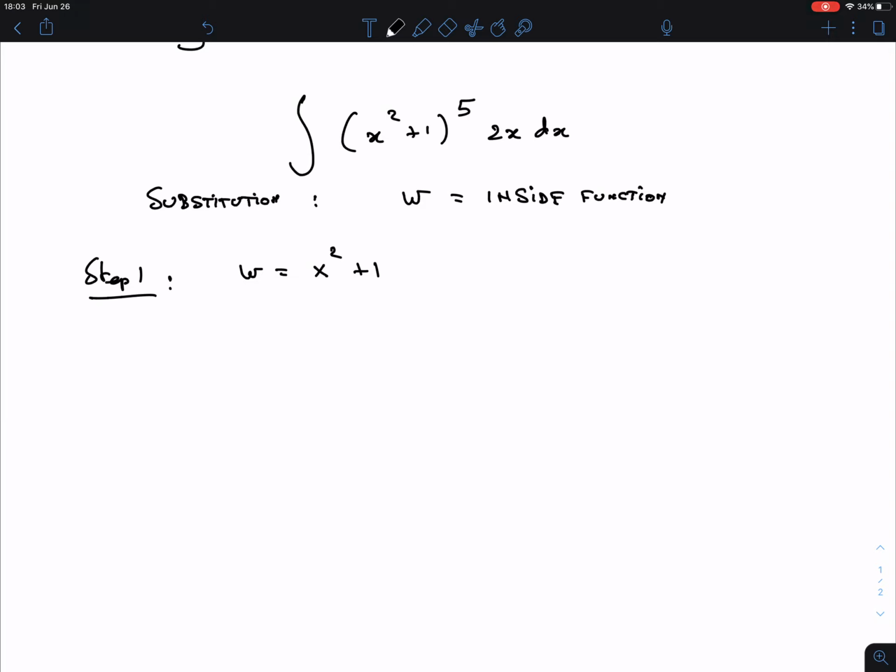Sometimes you make the choice and you see it doesn't work. Let's see, what does it mean it works or doesn't work? Well, the next step you need to do, immediately after you do this, is to calculate dw, the differential of w, or the derivative if you want, that is 2x dx. Okay? And now what we want to do is rewrite this integral, instead of the x variable, using the w variable.